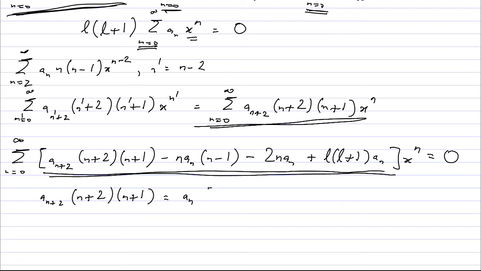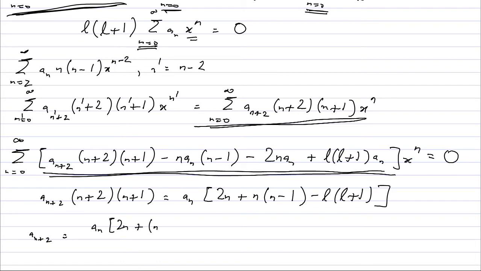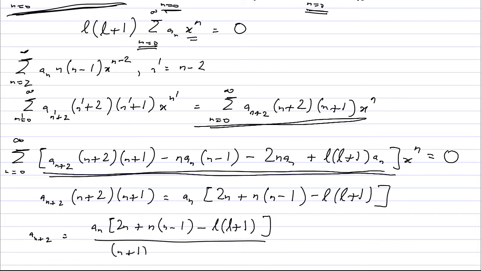a_n times (2n plus n minus 1 minus l plus 1). So you have a_{n+2} is equal to a_n times (2n plus n(n minus 1) minus l(l plus 1)) divided by (n plus 1)(n plus 2). That is your recursion relation.